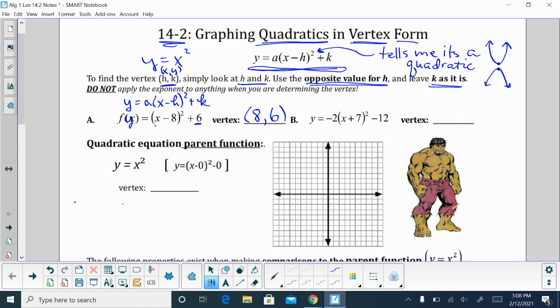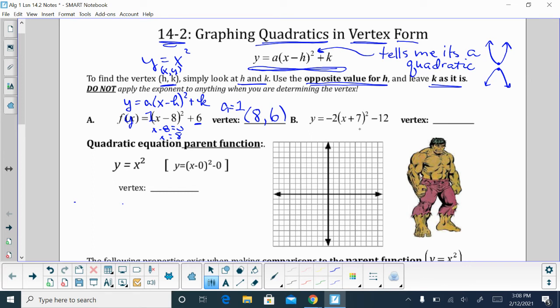Now, a rule I always use is if I'm not sure, I take this quantity, when I'm trying to find my h value, and I set it equal to 0. And I solve for x, and that gives me what my h is. My x and h are the same thing. Now, something else you might want to think about, what is the value for a? In this case, it's 1. So pretty standard quadratic. Now let's do the second one here.